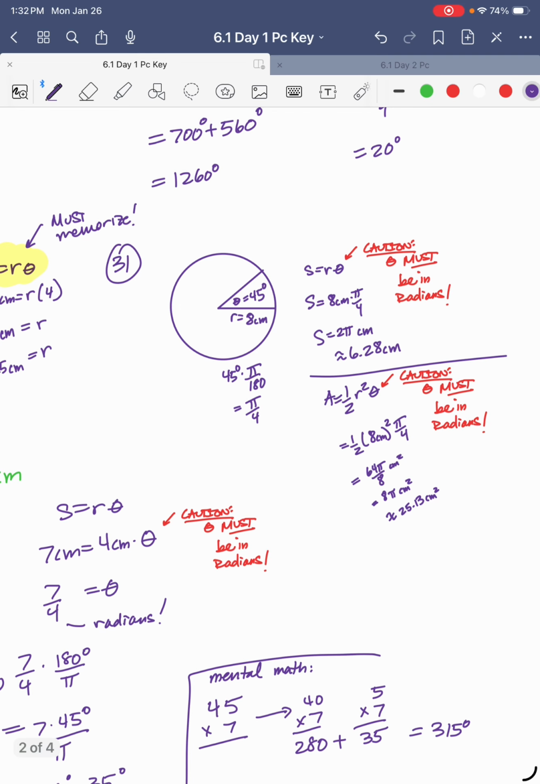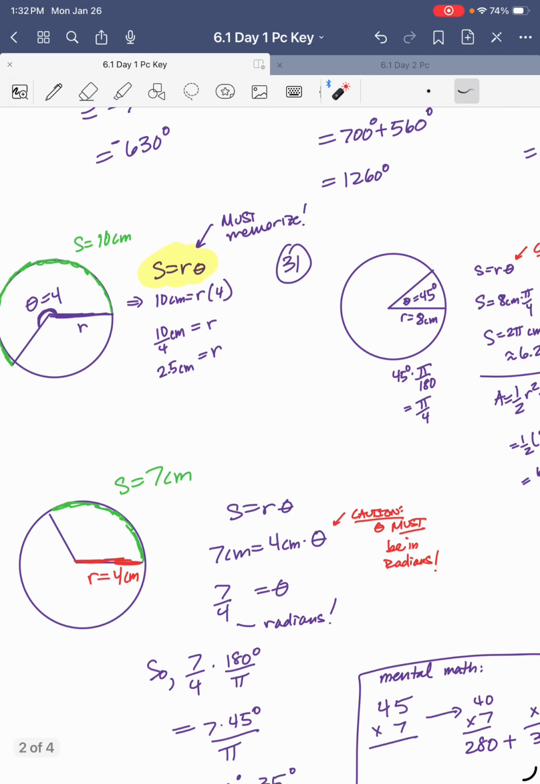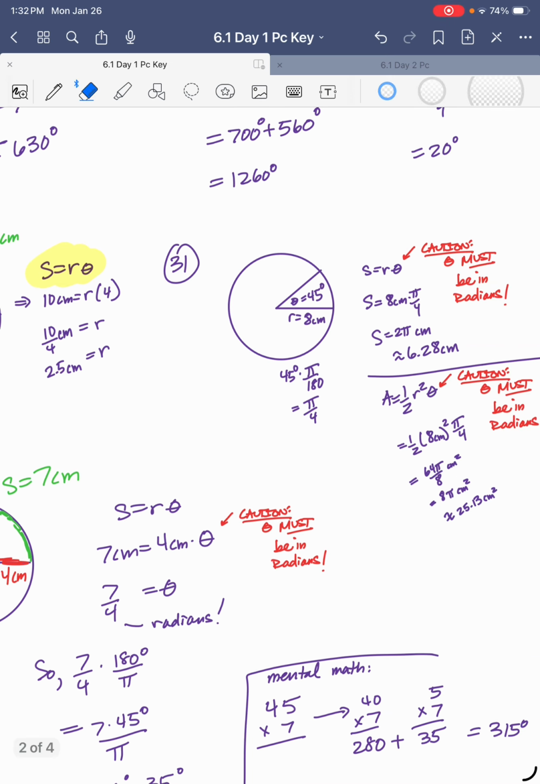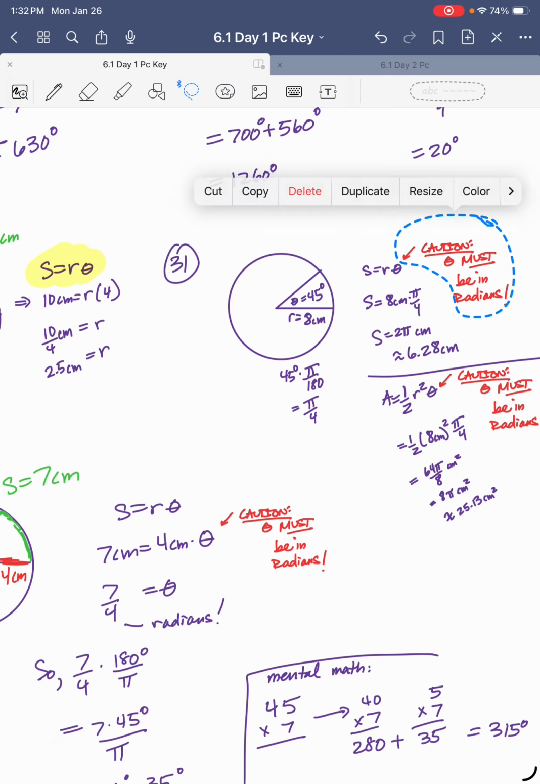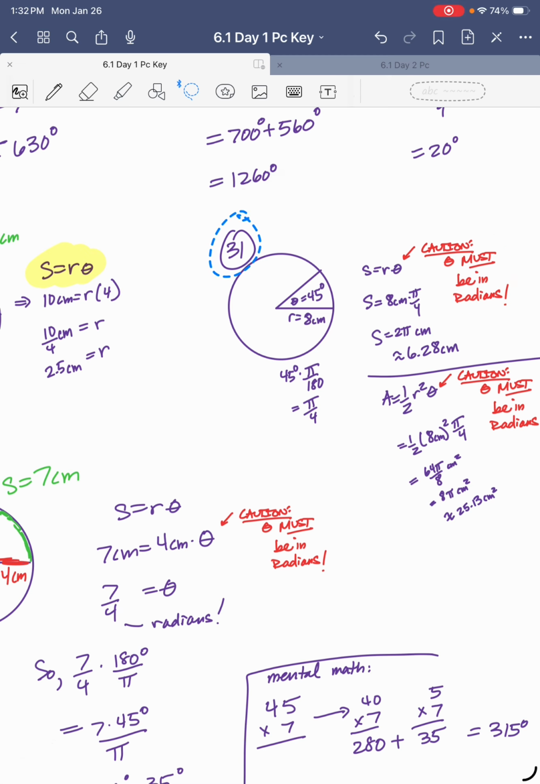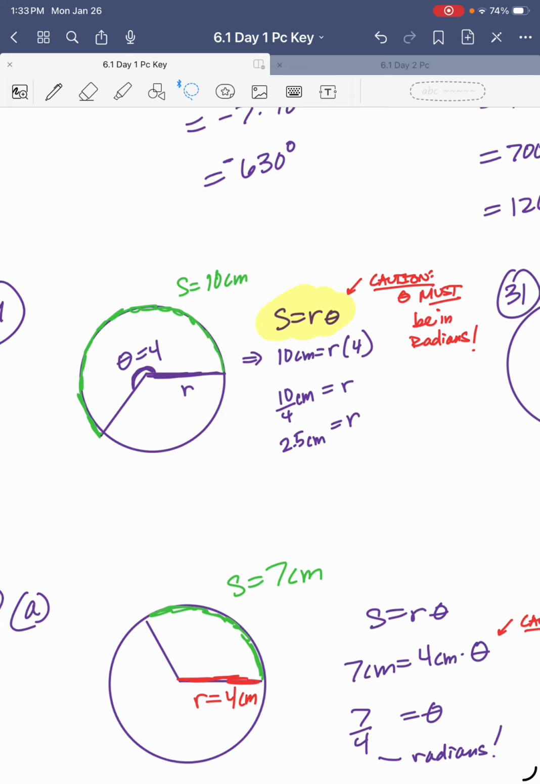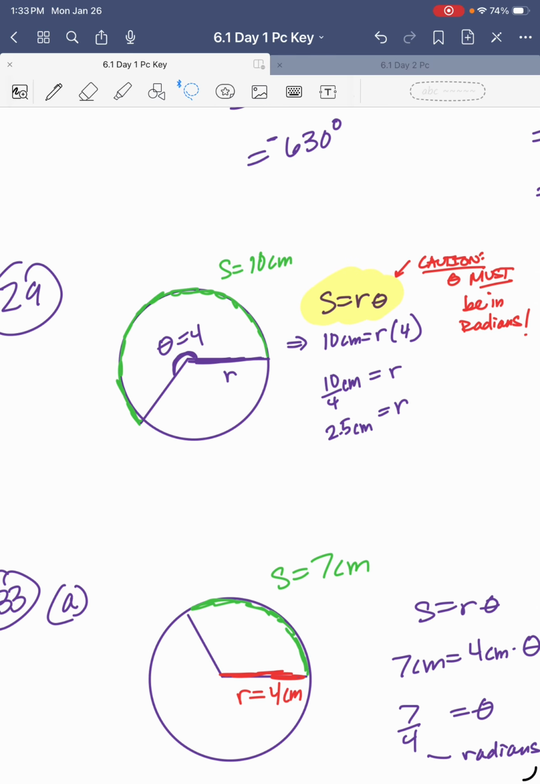And then remember, caution, theta must always be in radians. I think that's really important to remember, so I'm going to put that here again just to make sure that you see it. Let me come over here and copy. Let me move this 31 right here. But over here, for this one, 29, theta must be in radians anytime you use that tool.